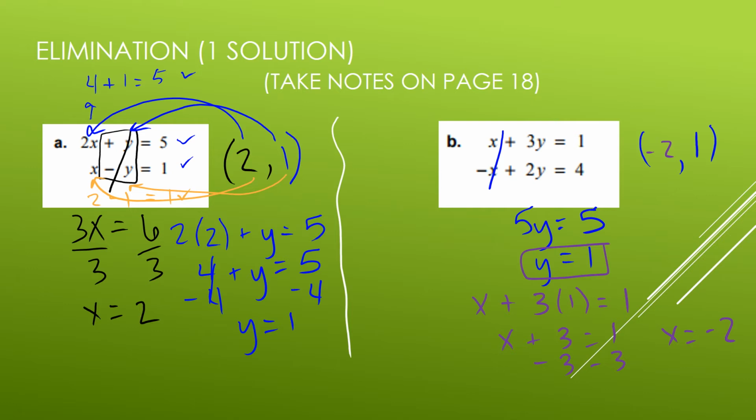Now again, you can also go back and check it. If I plug in negative 2 here and 1 here, you just want to make sure you get out 1, and you do. If you plug in negative 2 here, you would have the negative of negative 2, which is positive 2, plus 2 times 1, which is 2, which would in fact give you 4. So again, that's just a way to double check.